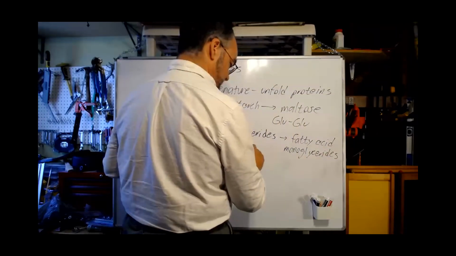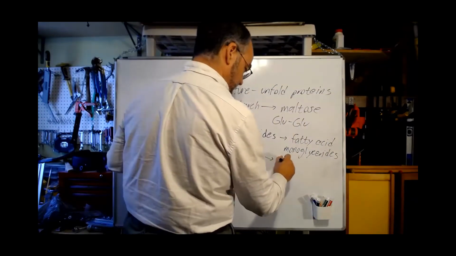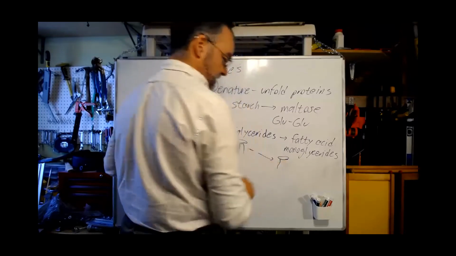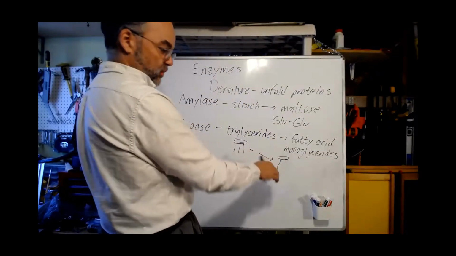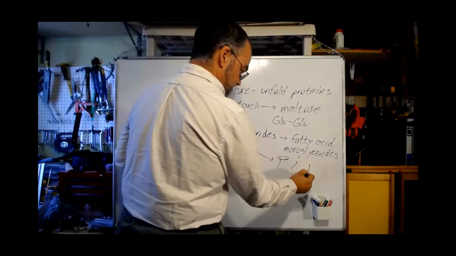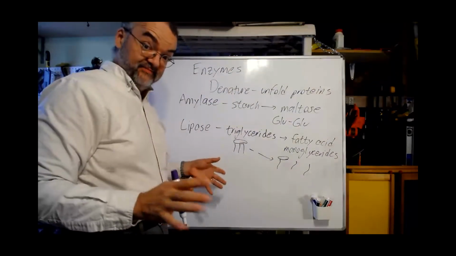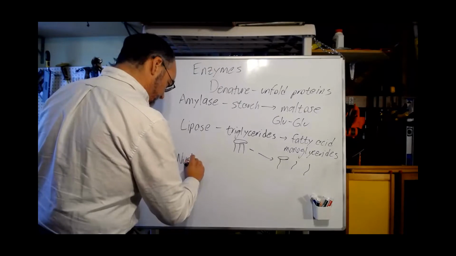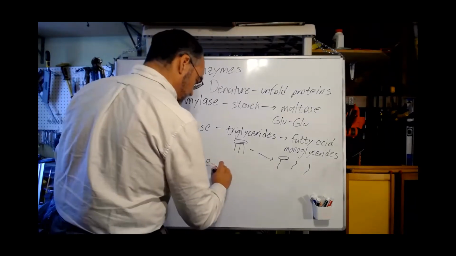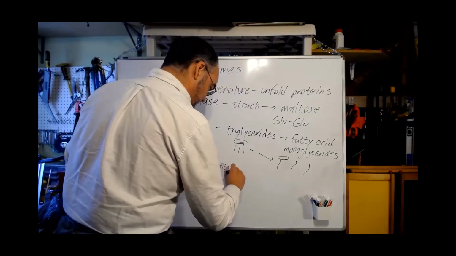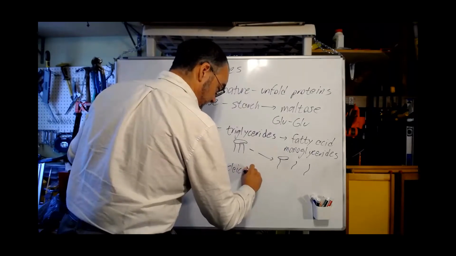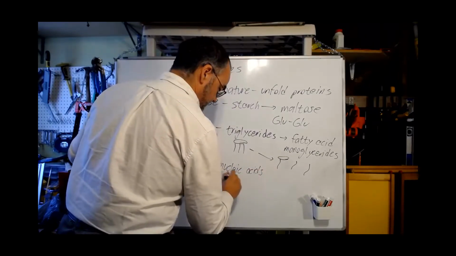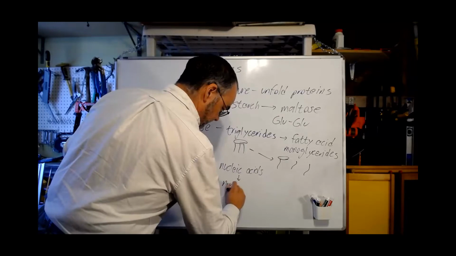So that takes a triglyceride and breaks it up into a monoglyceride, glycerol plus 1 fatty acid, plus the other 2 fatty acids free. Nucleases break nucleic acids, like DNA and RNA, into separate nucleotides.